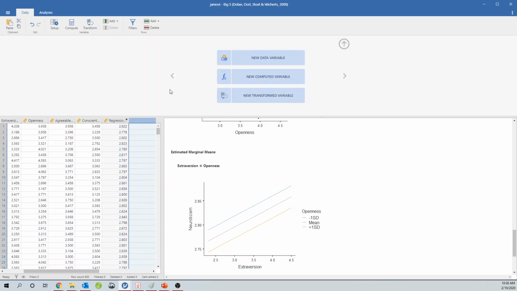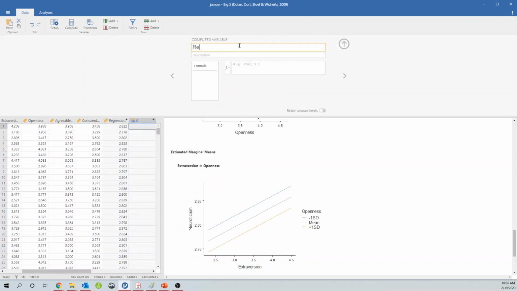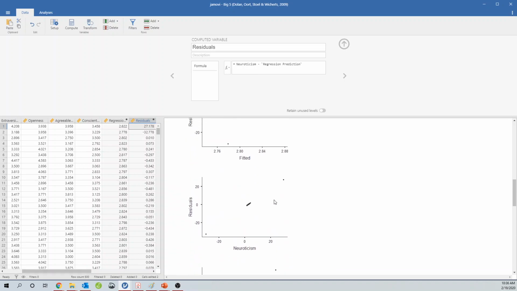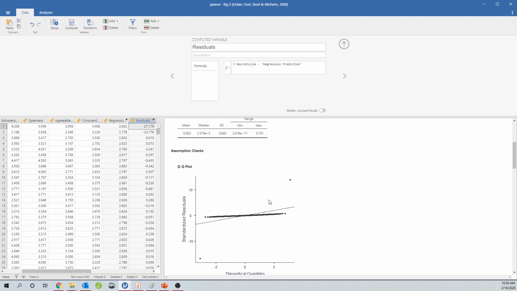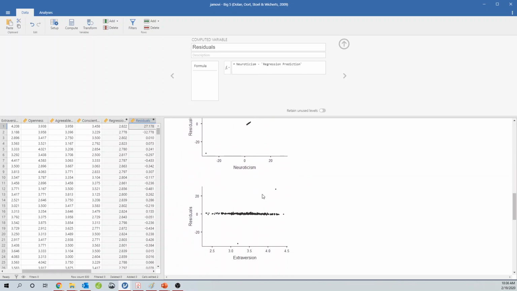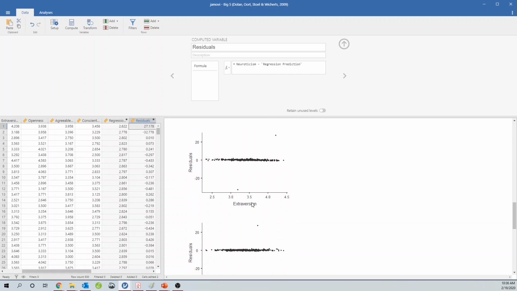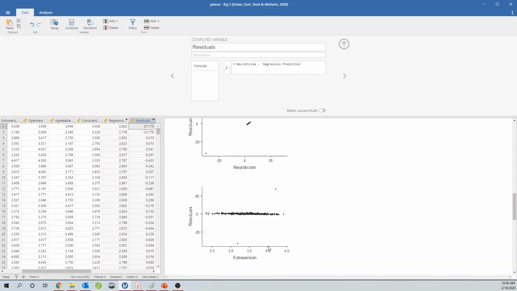Now that we've done that, we're going to create that second variable, which is going to be called residuals. Residuals means the error between what you predicted and the truth. So we're going to get the actual neuroticism scores, subtract the regression prediction, and that's going to give us our residuals. Again, we have an extroversion of about 4, so we should have a residual of 27. So let's go find the residuals plot.